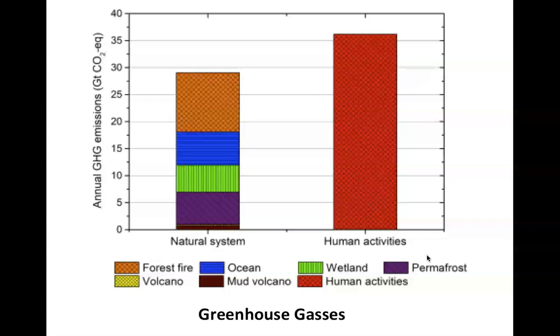Decomposition does. Volcanoes can produce a lot of CO2. Forest fires combust wood material, plant matter, and that releases CO2 and other greenhouse gases. But you can see that in recent times, human activities have outpaced natural sources of greenhouse gases. So human activities produce more greenhouse gases collectively than all of the natural processes combined.